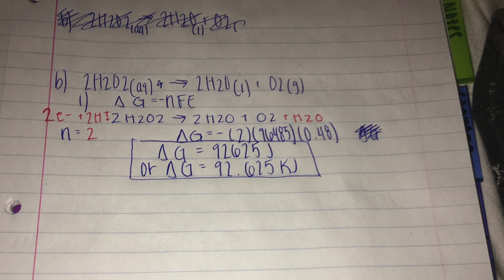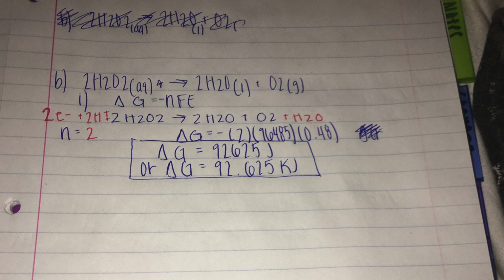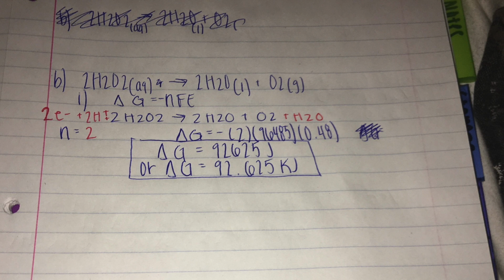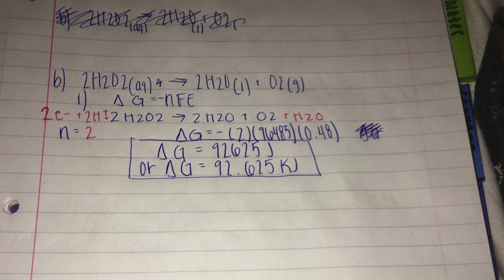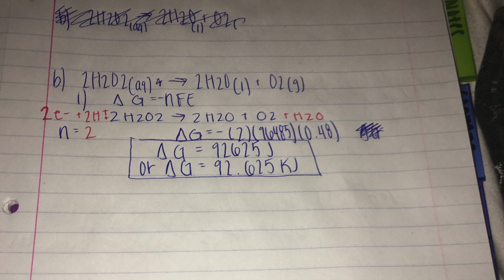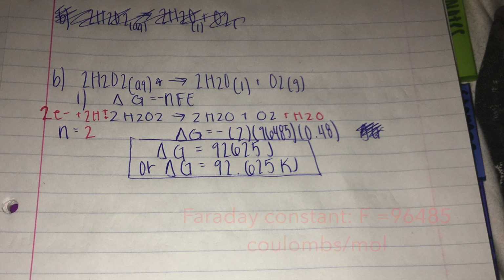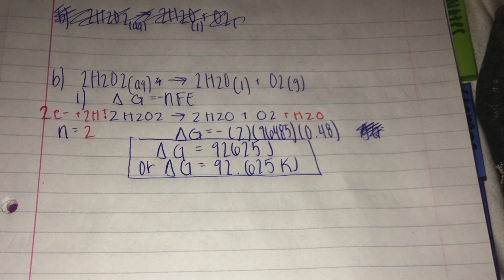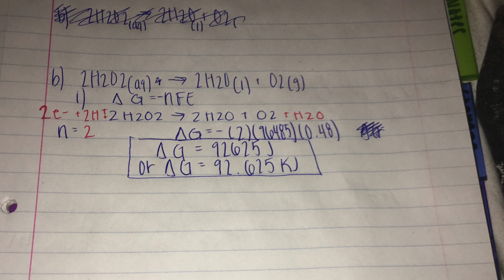For this reaction, N equals 2 because there are 2 moles of electrons necessary to balance the equation. So delta G equals the negative value of 2 times 9,648.5 coulombs times 0.48. So delta G equals negative 92,625 joules.